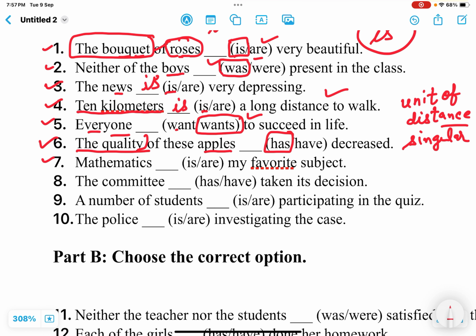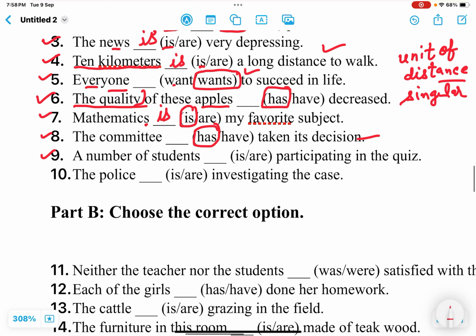Next one is mathematics. No doubt s is also there. This may look plural, but this is the name of a subject, so it is singular. Mathematics is my favorite subject. Next one is the committee. Once again, this is a collective noun like the bouquet. No doubt so many members are there, but the committee is a collective noun, so it will be considered a singular subject. So the committee has taken this decision.